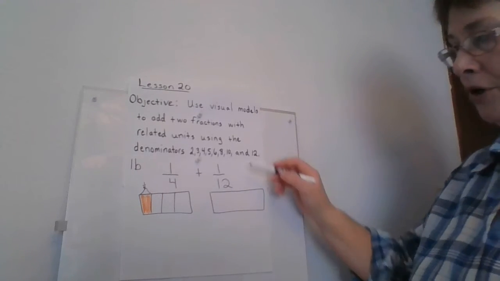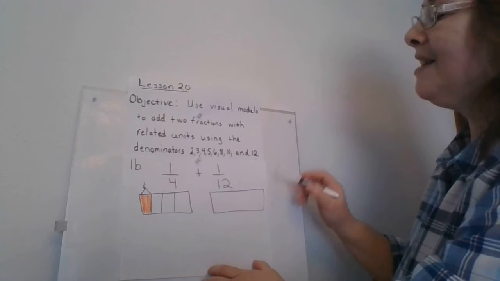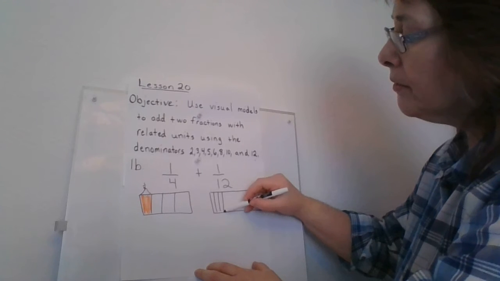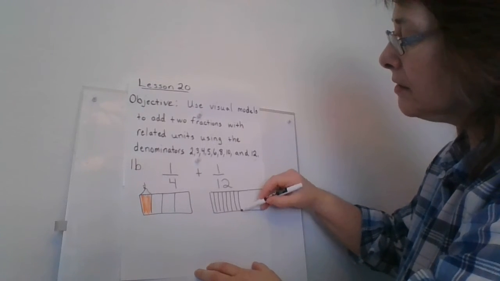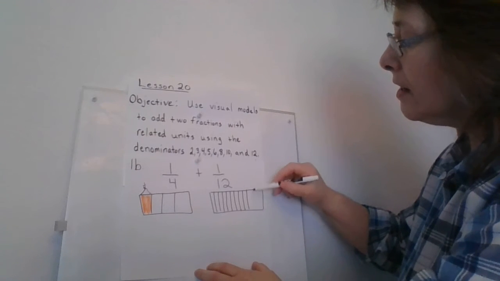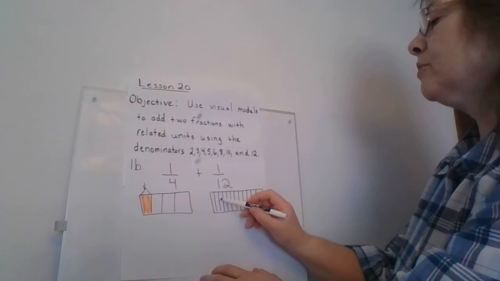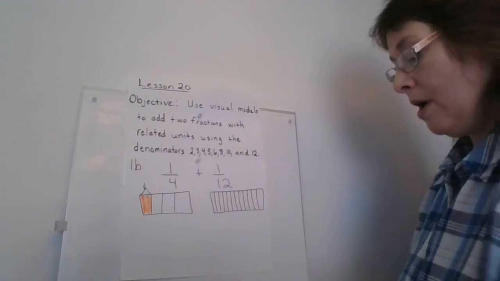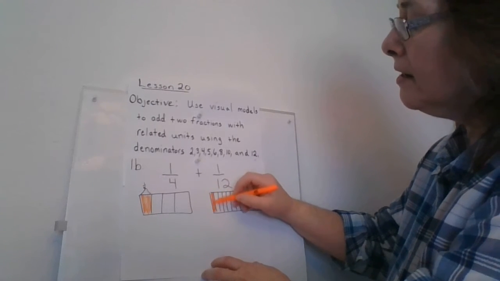And in the second picture, my second fraction is 1/12. So I need 11 lines. 1, 2, 3, 4, 5, 6, 7, 8, 9, 10, 11. Let's double check. 1, 2, 3, 4, 5, 6, 7, 8, 9, 10, 11, 12. I have 12 parts, and I have to shade in 1.